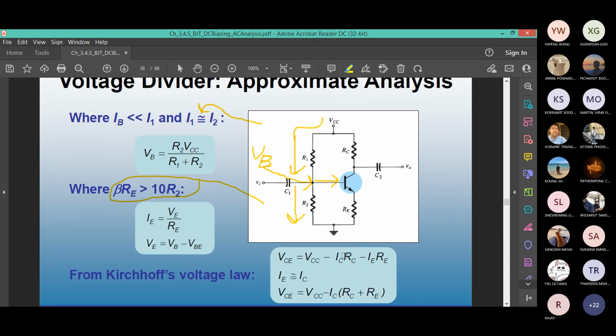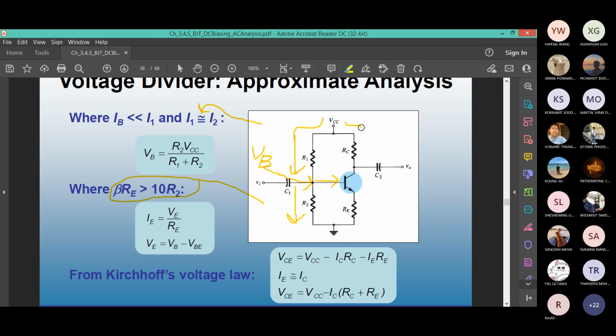Then what will you do? IE is approximately the same as IC. You can find IB because beta will be given. IC equals beta IB, so IB is IC divided by beta. You can find IB without solving the KVL.